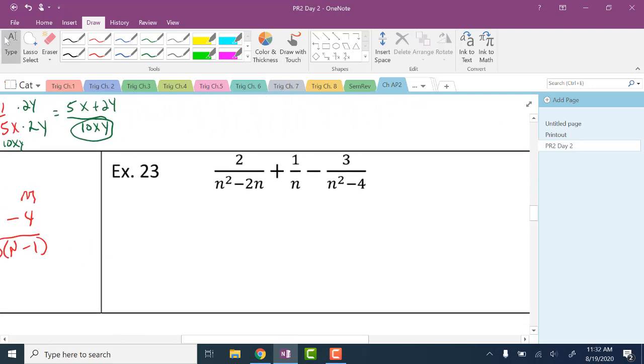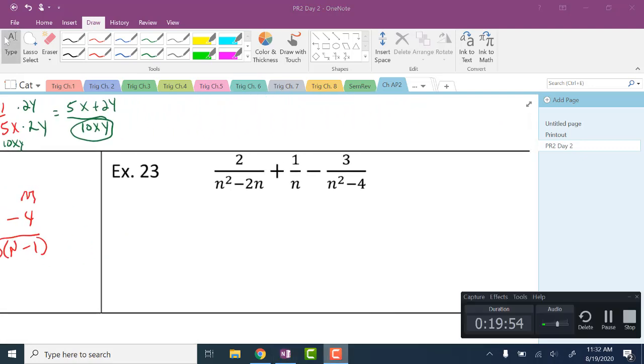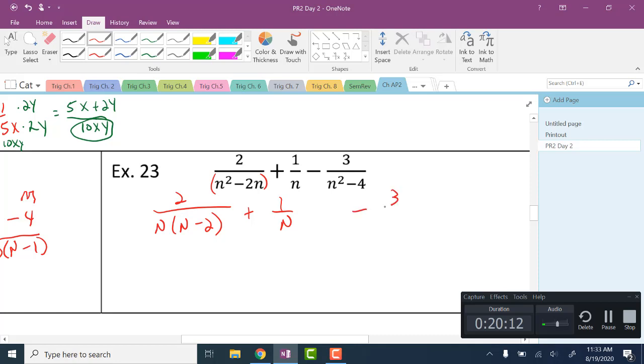Then last but not least, I'm gonna go do this one fast. Like I say, I wanted to keep this under 20 minutes and it's already a fail. All right, first thing you gotta do is factor these. So this is n times n minus 2, 2 over. This is 1 over n, and I'm gonna leave a lot of space, minus 3 over, and then factor that as a difference of 2 squares.